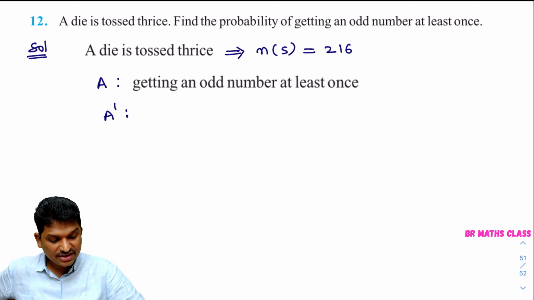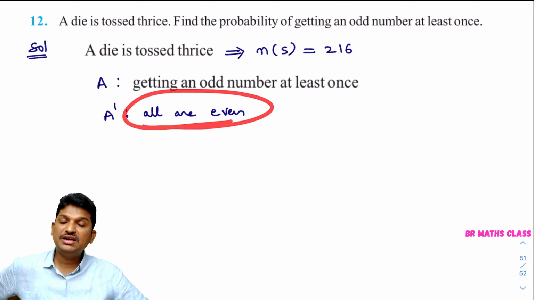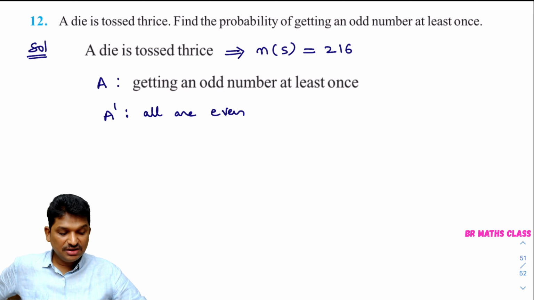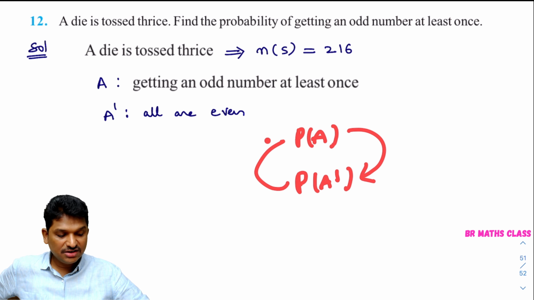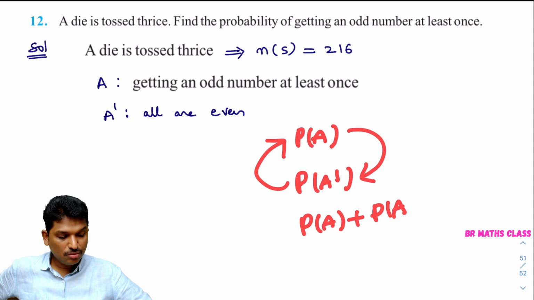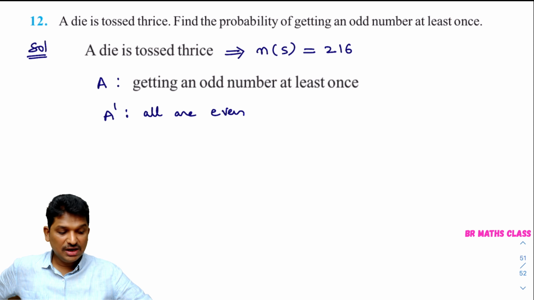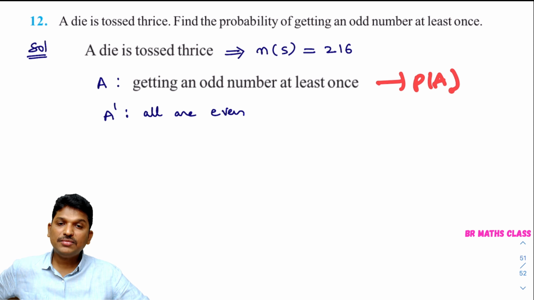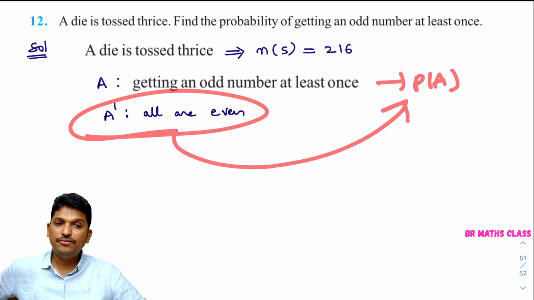That means A dash is nothing but all are even. That means when a die is thrown, all dice show even. That is A dash. The point is, when we know probability of A, we can easily calculate probability of A dash. When you know probability of A dash, then you can calculate probability of A, because we know the formula, probability of A plus probability of A dash equal to 1. We have this formula. So actually what I want to calculate is probability of A. But first I'll calculate probability of A dash. From that I can easily calculate probability of A.